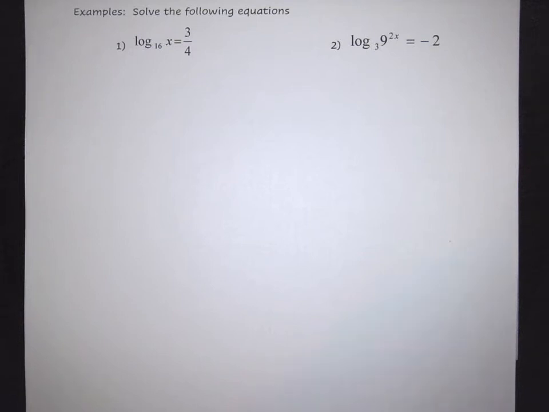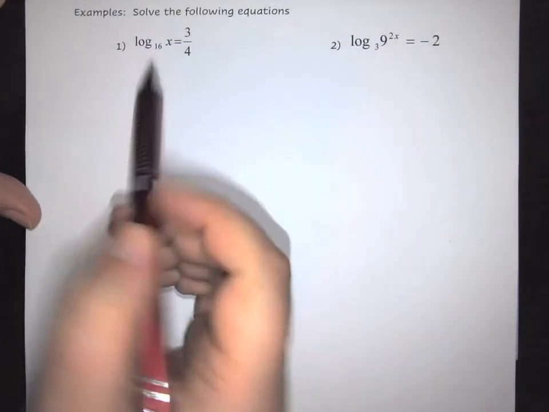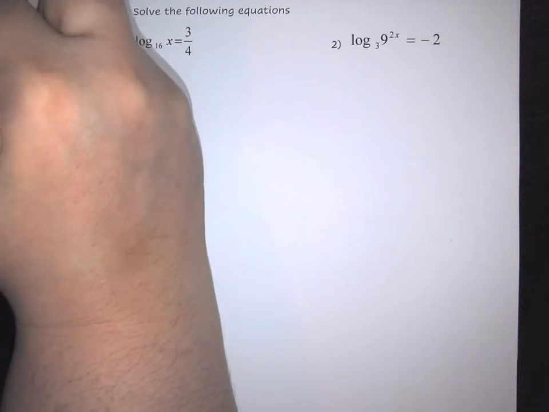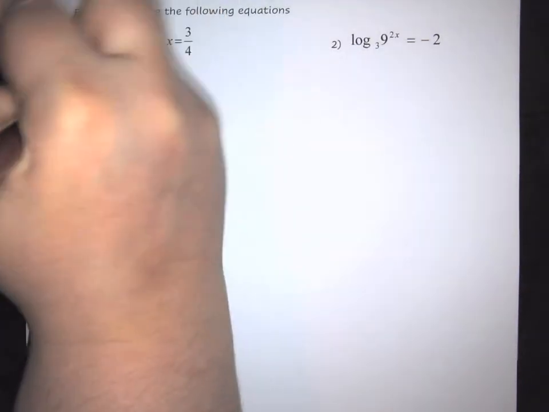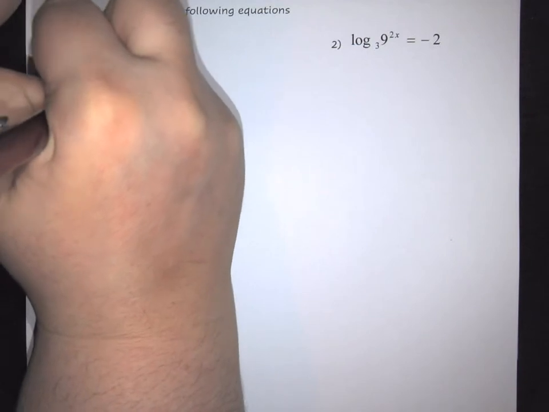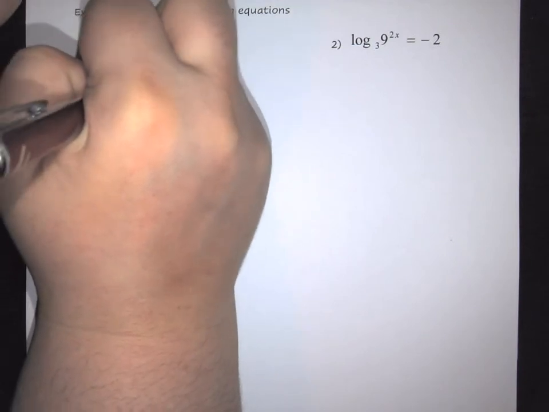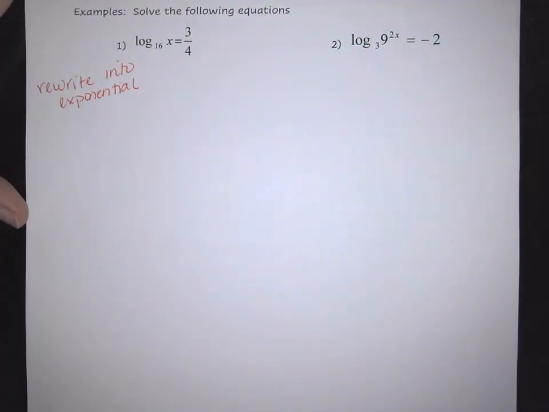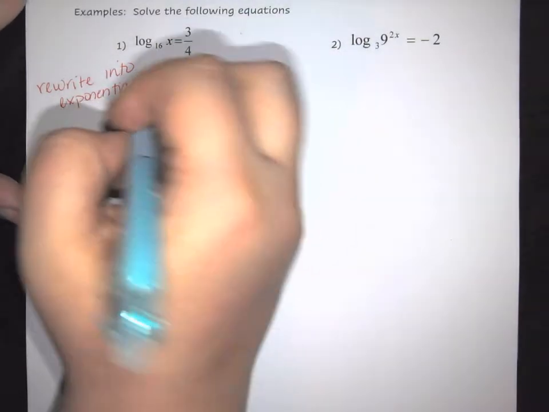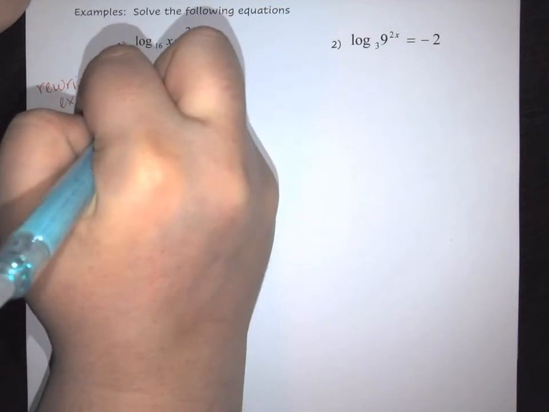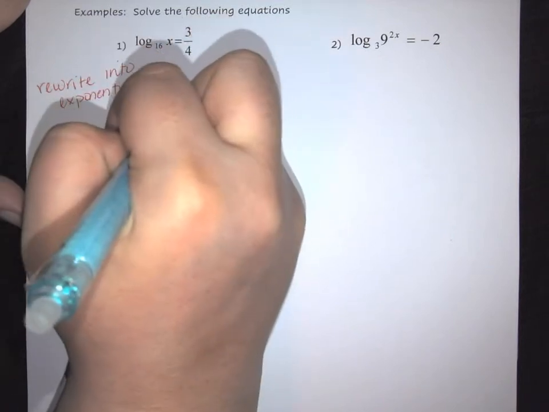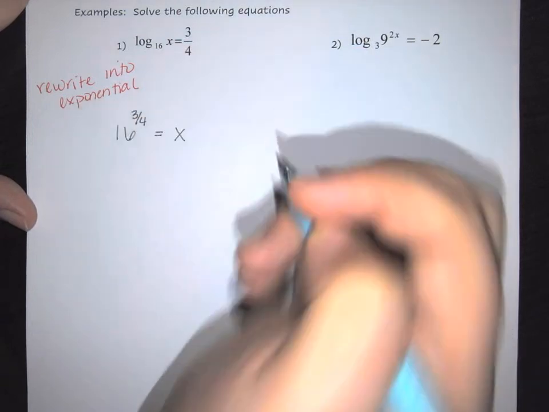If we look at this first example here, the first thing that we want to do is rewrite it into exponential form, because then we can use some of those ideas. To rewrite it, this is going to become 16 raised to the 3/4 equals x.